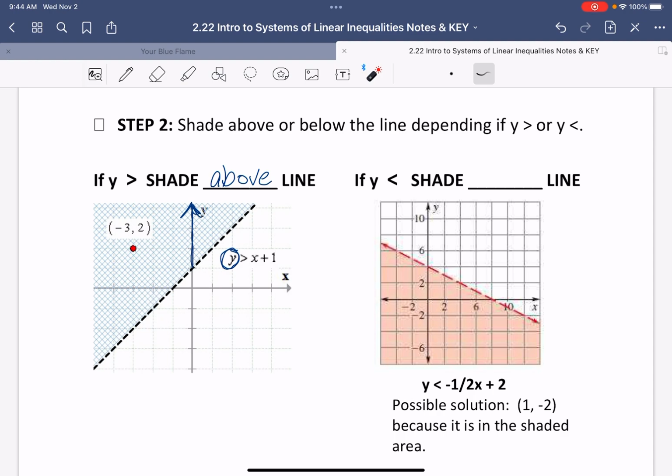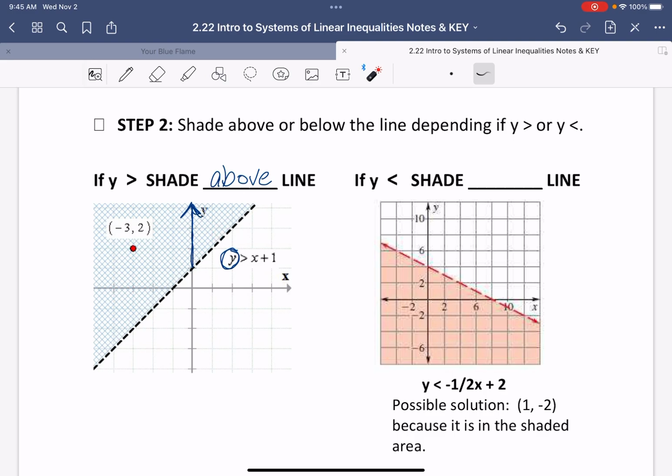Here's something I want to make sure you understand as well. Anything that is on the line, right here, right here, right here, do you think they are or are not a solution? They are not solutions, because the solution is not equal to the line. It's saying it's above, greater than that line. So you can only have solutions that are in the shaded area. It can be bumped up right next to the line. It just can't be on the line.